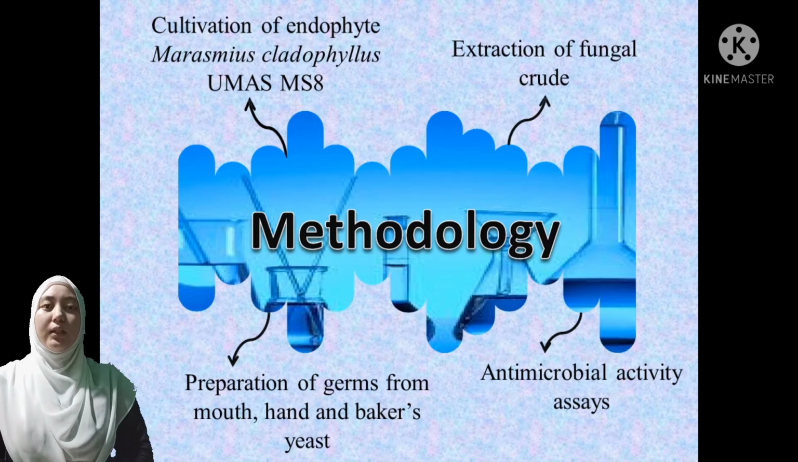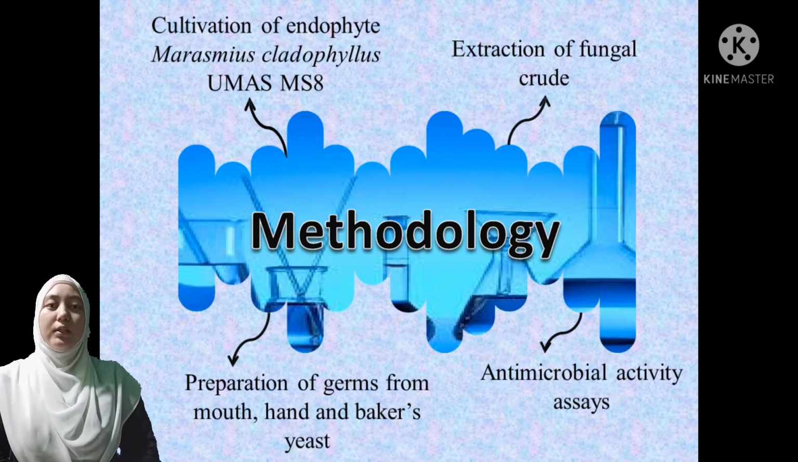Next, methodology. In this part, I will explain 4 sections. The first one is cultivation of endophyte Marasmius cladophyllus. Second one is extraction of fungal growth. Third, preparation of germs from mouth, hand, and Baker's yeast. And the last one is antimicrobial activity assessed.